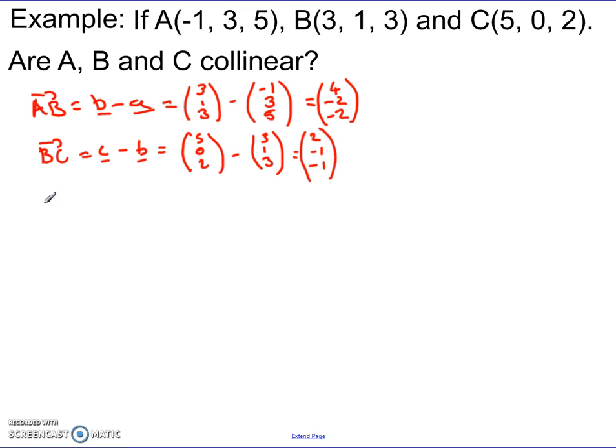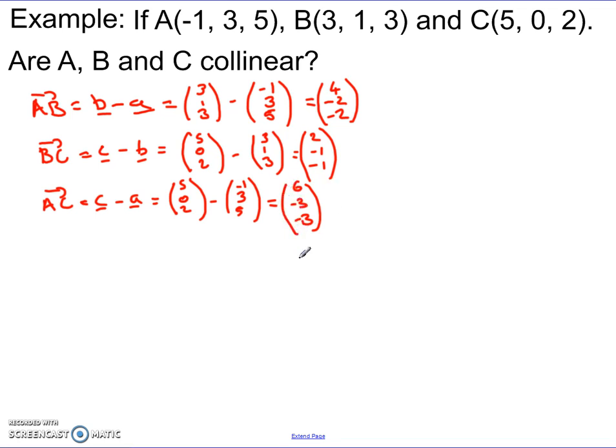I could also do the vector AC, and I'll show you that for completeness, which would be given by C take away the A vector. C minus A is the 5, 0, 2, take away the position vector for A, so take away negative 1, 3, 5. So 5 minus negative 1 ends up giving you 6. 0 take away 3 gives you negative 3. 2 take away 5 gives you negative 3.